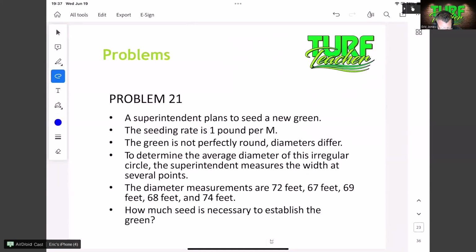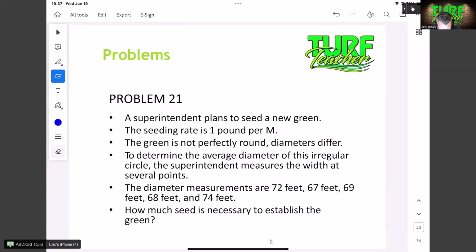Problem number 21. A superintendent plans to seed a new green. The seeding rate's 1 pound per thousand. The green is not perfectly round. Diameters differ. To determine the average diameter of this irregular circle, the superintendent measures the width at several points. The diameters measured are 72, 67, 69, 68. How much is necessary to establish the green?